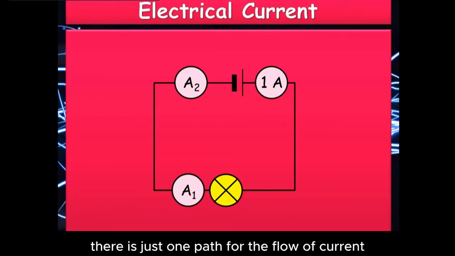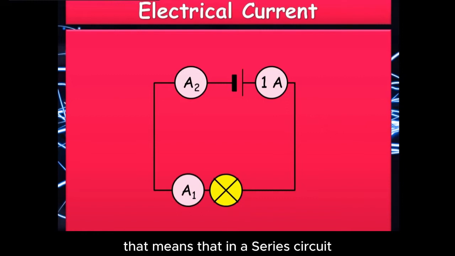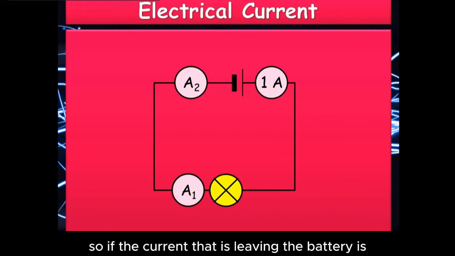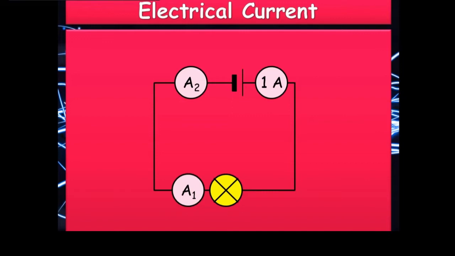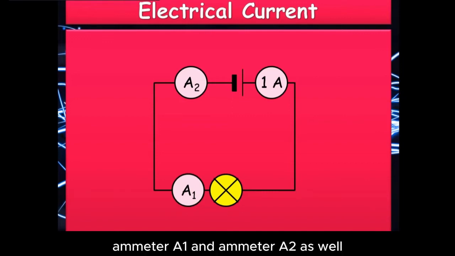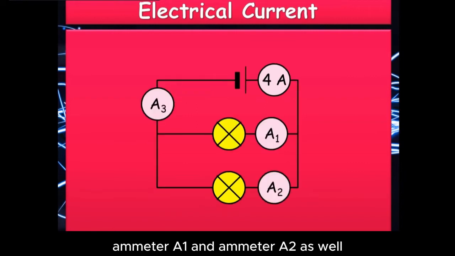Since there is just one path for the flow of current, that means that in a series circuit, the current would be the same in all of the circuit. So if the current that is leaving the battery is 1 ampere, the same 1 ampere current flows through the ammeter A1 and ammeter A2 as well.